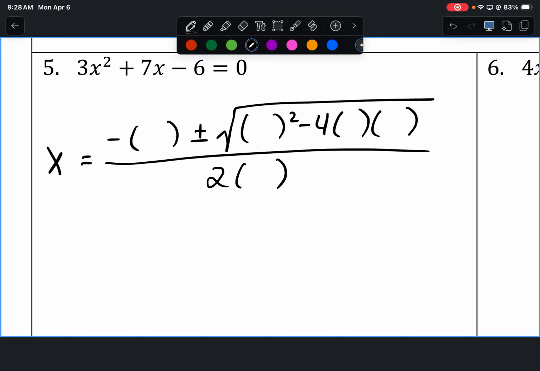Okay, once you simplify that, what should the next line of this be? 4 plus or minus the square root of 64 divided by 2 times 4, which is 8. Okay. What is the square root of 64? So you should have 4 plus or minus 8 divided by 8, and you got to do both cases.